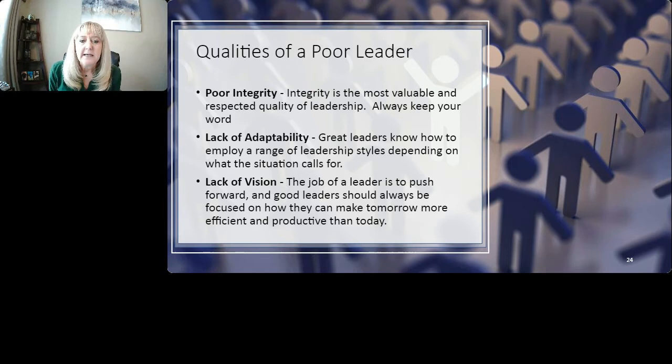Lack of adaptability. Great leaders know how to employ a range of leadership styles. Like I said, being flexible with your style depending on what the situation calls for. Not every situation is the same, and not every course of action can work.